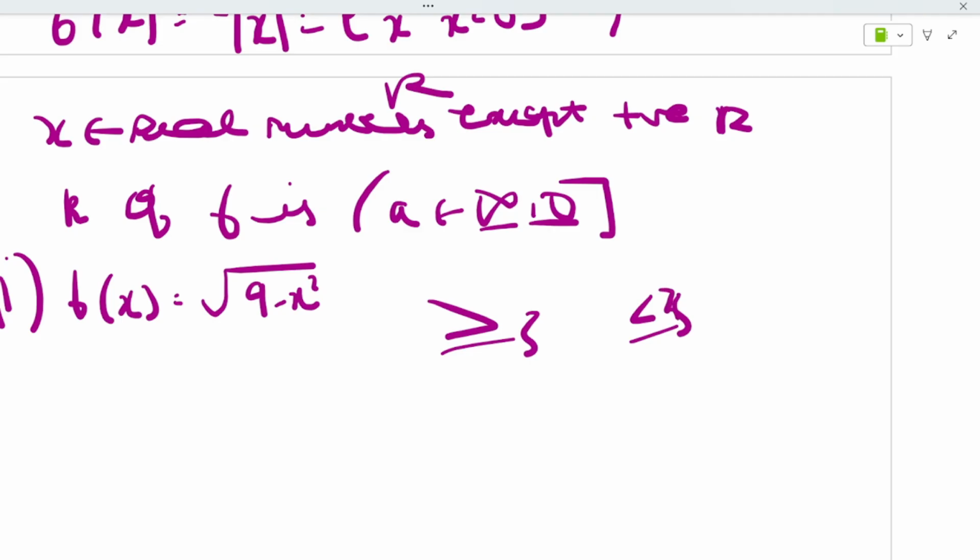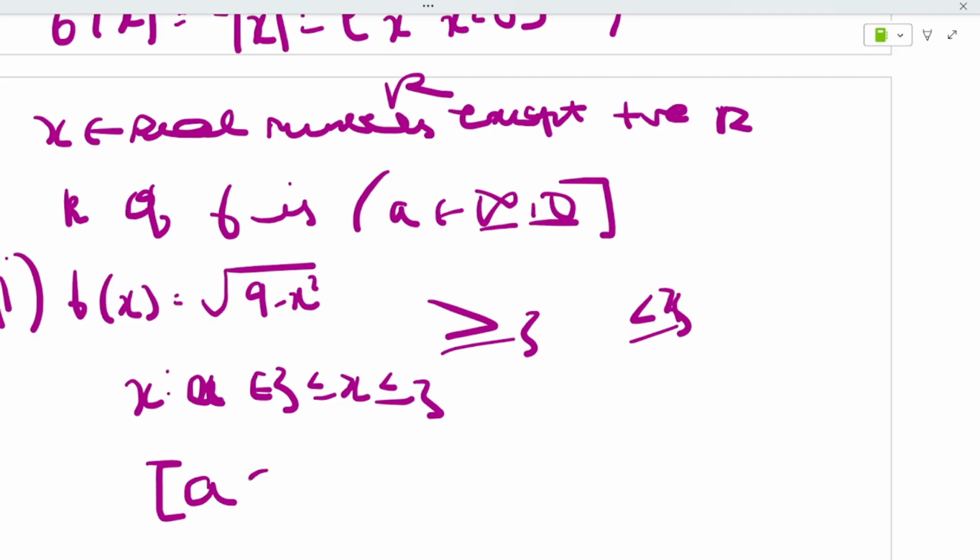Okay, if we consider the constraints and the domain, we know that it is root of 9 minus x square. Here they have given x belongs to, x is greater than or equal to minus 3 and less than or equal to 3. This is how you can write it, or if you want the range, you can write it as x belongs to [-3, 3].